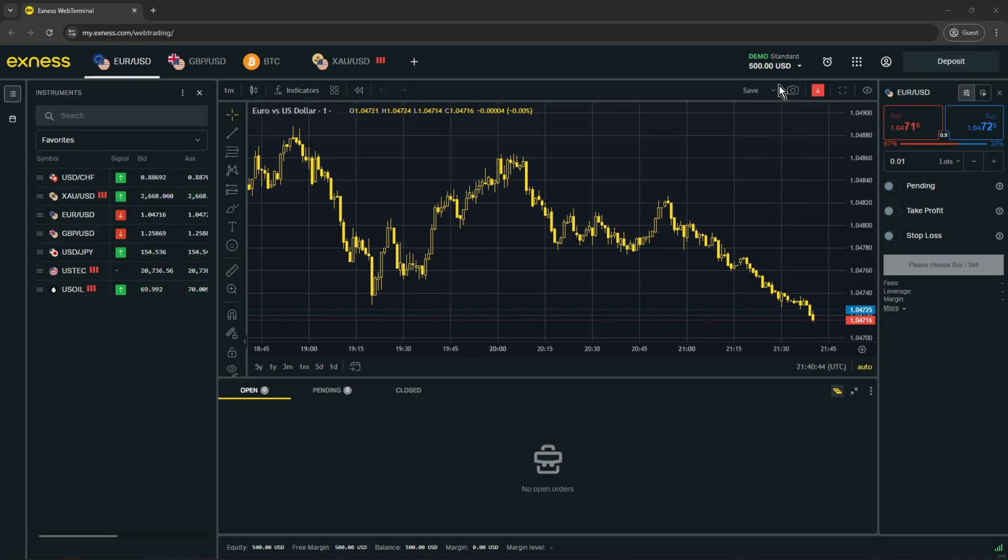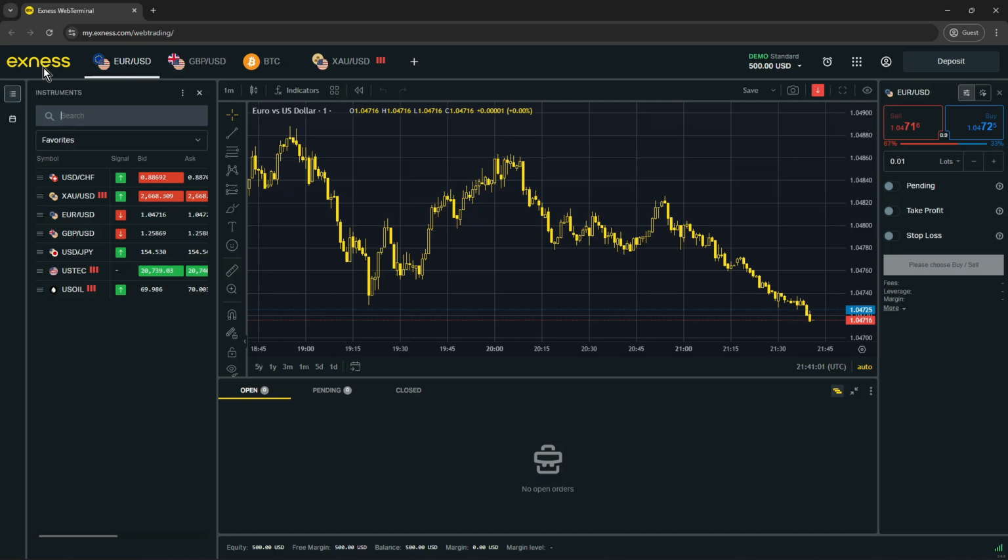So if you check here, the platform we're going to use is called Xness. That's the name of the platform. Xness is very nice, and you can see we are using a demo trading account. We're not using a real account because we're just going to demonstrate how trading works.